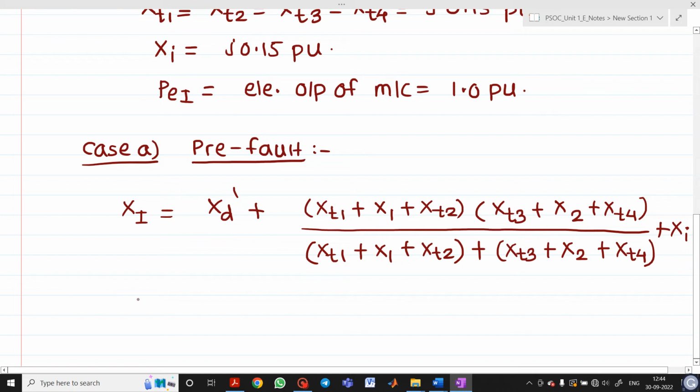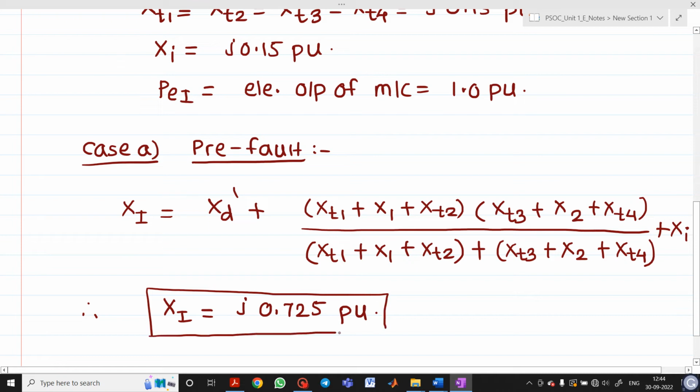So if you substitute all the values, now I am not going to write all the values. You can do it on your own. XD dash is 0.3, XT1 is 0.15, X1 is 0.25, XT2 will be 0.15, then Xi will be equal to 0.15. If you substitute the given values, you will be able to find it by using your calculator. X1 will be equal to J0.725 per unit. What is this?